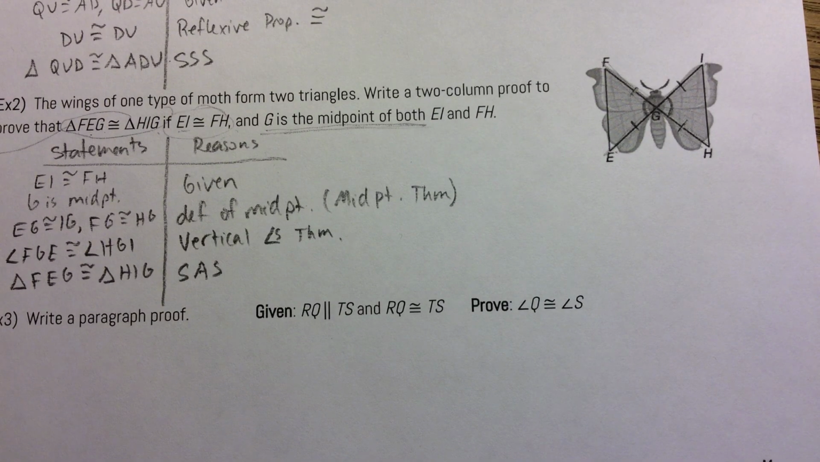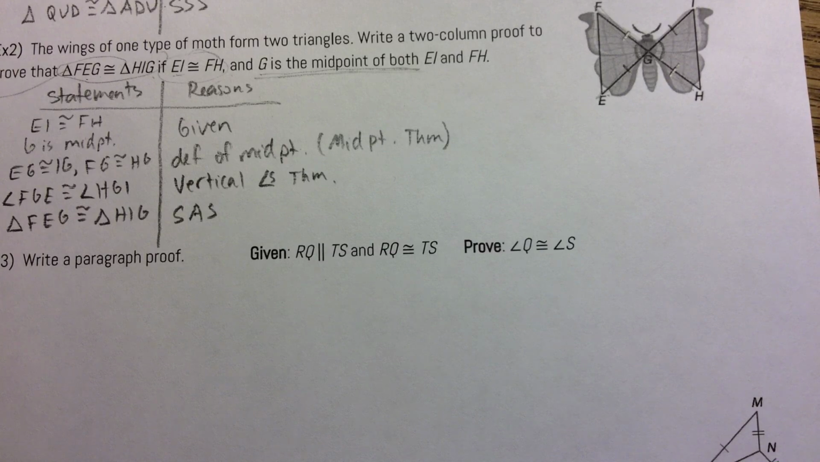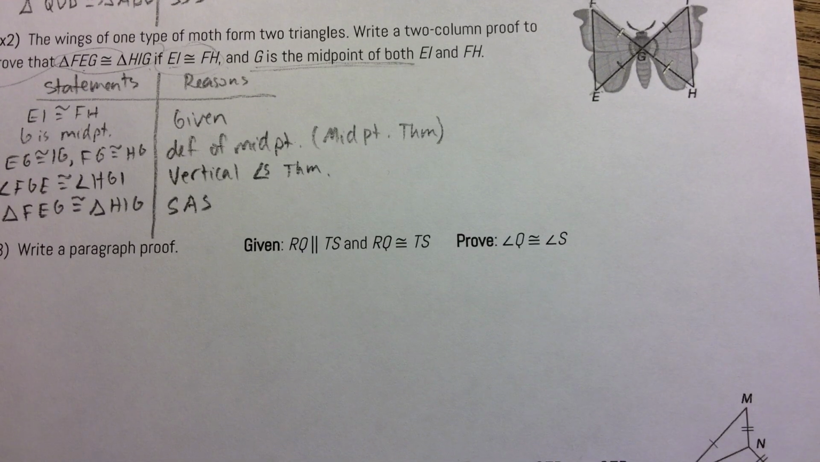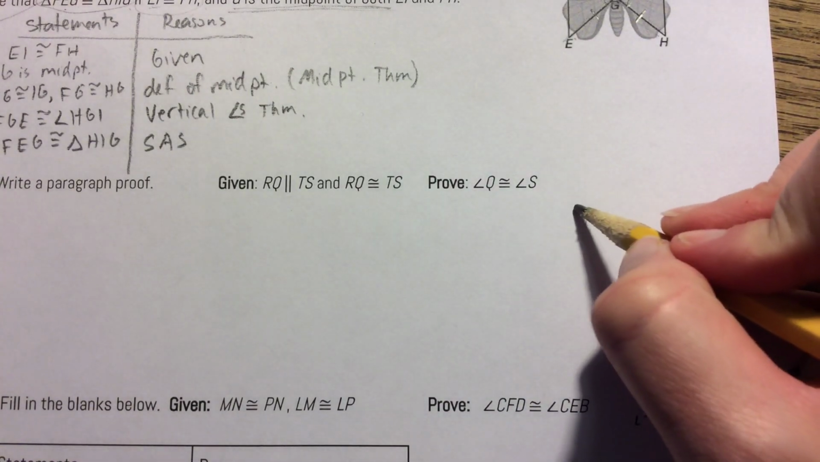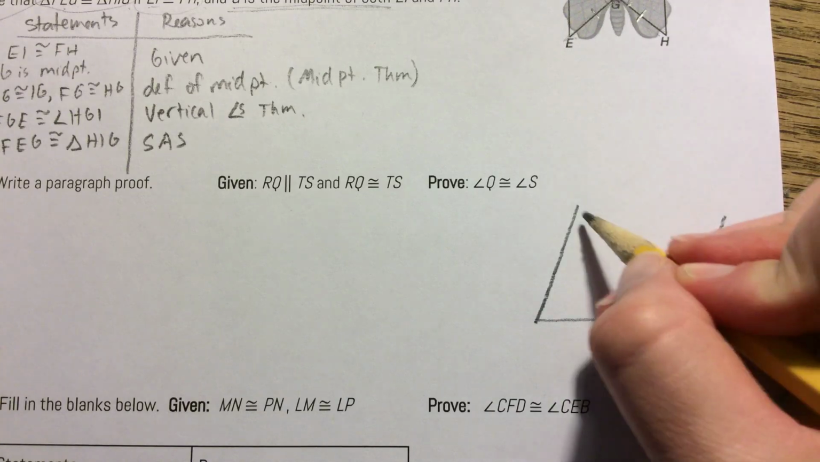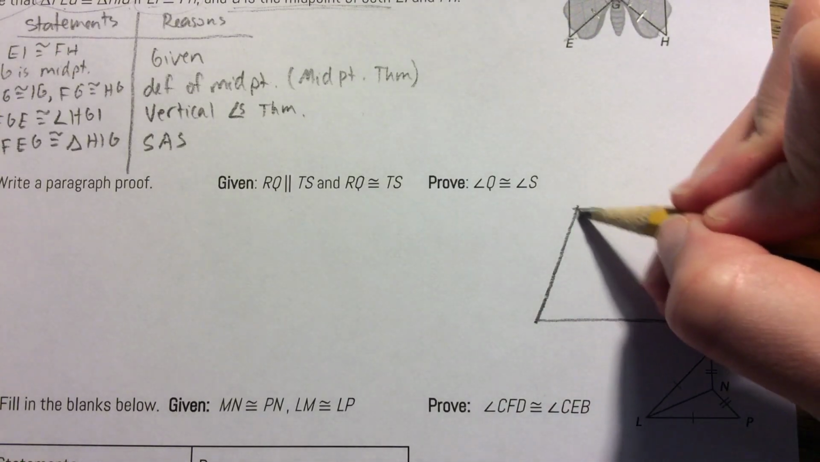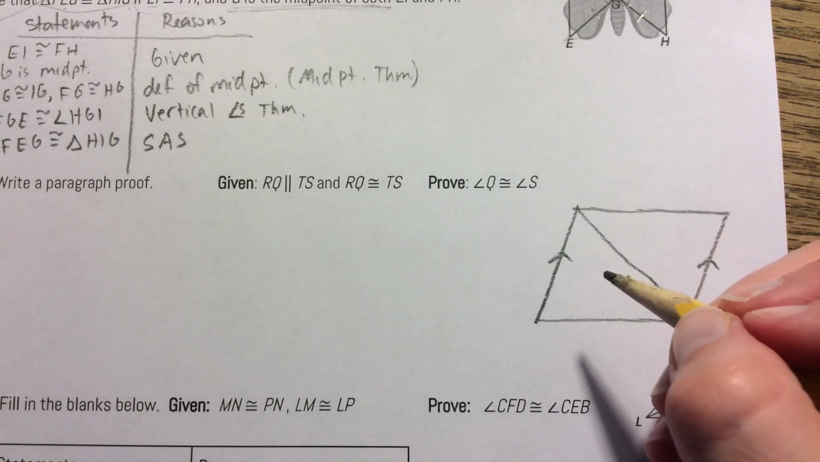All right, one more. So we have in here, we're going to write a paragraph proof this time. And you are actually missing the diagram on here. So I'm going to add that diagram on. If your paper has it, then you must have got lucky. So this is what we have.